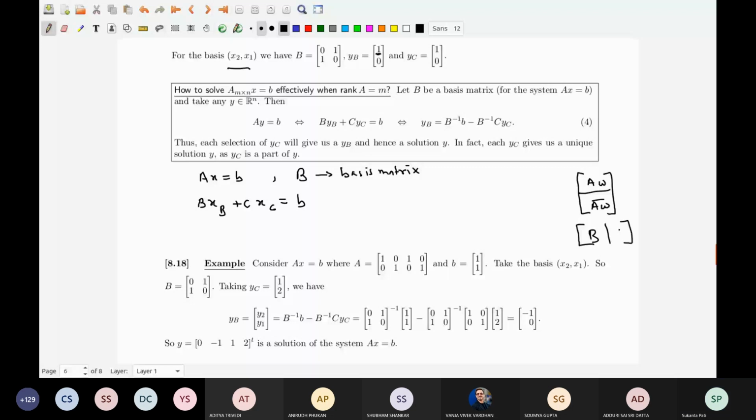And what do I know? Because B is a basis matrix, it is invertible. So this basically means xB is equal to B inverse times (b minus C xC). By the way, if you apply the rank nullity theorem, the matrix A is m by n, and you are trying to solve AX equal to b.